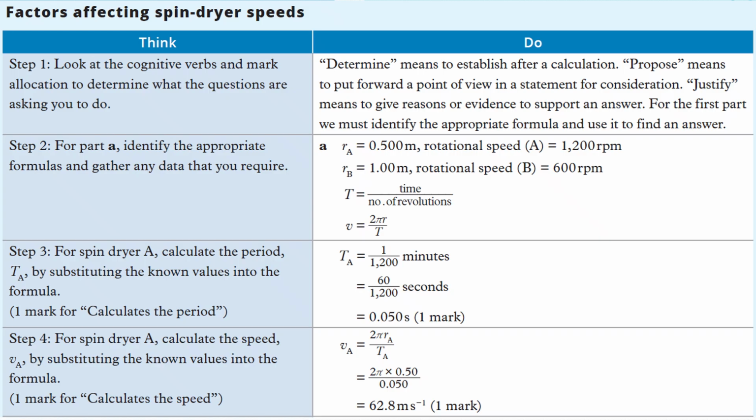Right, first things first, write down what we know. The radius of A is 0.5 meters and it's 1,200 RPM, and B is 1 meter and 600 RPM. And we've got our 2 formulas there.